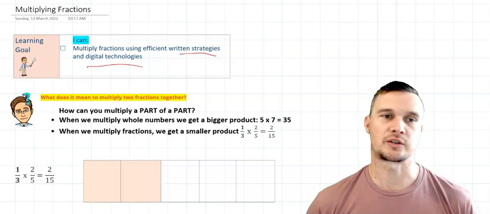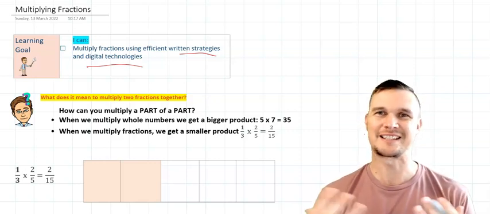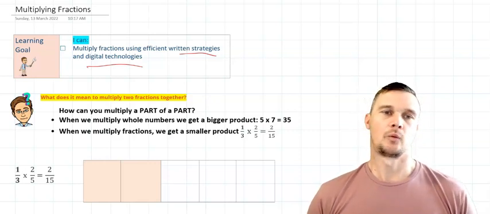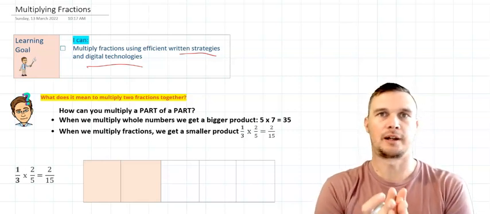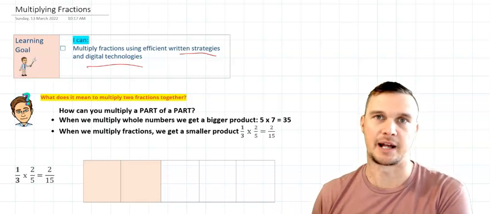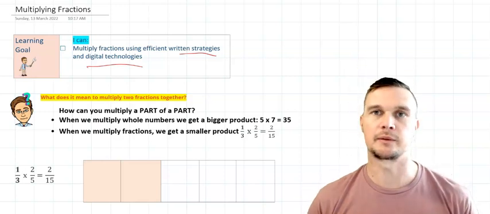But before we begin, I've got a question for you. To understand how we multiply fractions, what does it mean to multiply two fractions together? By that I mean, how do you multiply a part of a number by a part of another number? For example, we've got a couple of things here.